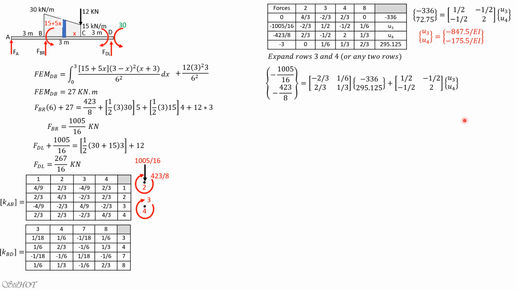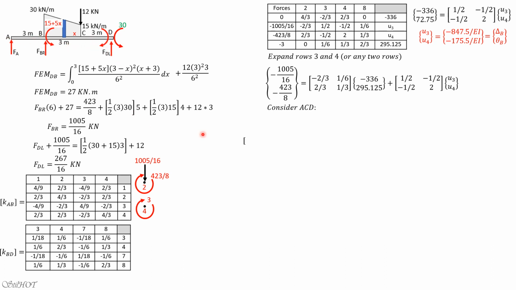So they are negative 847.5 over EI and negative 175.5 over EI. So that's delta B and theta B, respectively. Next, now that we have found the displacements at B, only the displacements at C are left. So let's consider AC and CD.